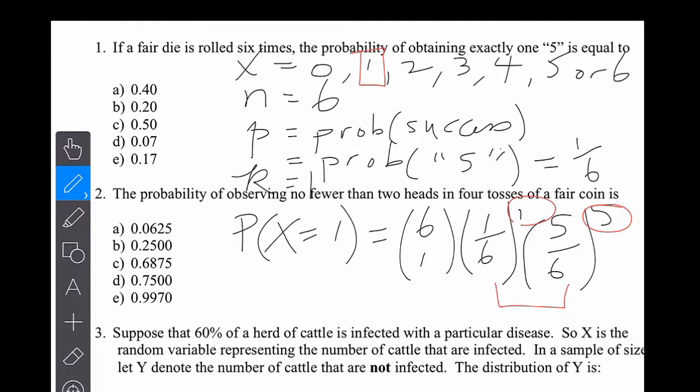Now punching that into my calculator, remember 6 choose 1 is always going to give me back 6. So n choose 1 is always n. So I know the answer to that just to simplify things. That will be 6. And then this is 1 out of 6. And then this is 5 out of 6 to the power of 5.